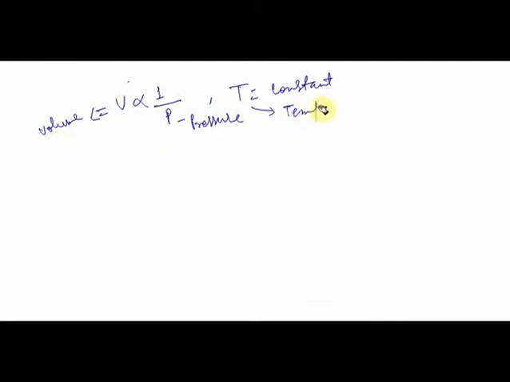So according to Boyle's law, the volume of a given mass of gas is inversely proportional to the pressure at constant temperature. Here V is the volume, P is the pressure, and T is the temperature. So according to Boyle's law, PV is constant.